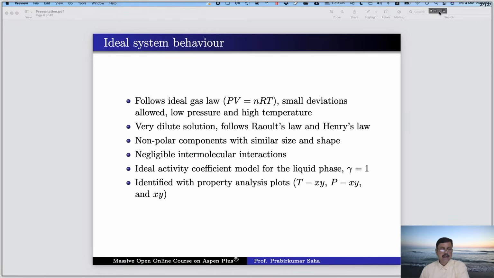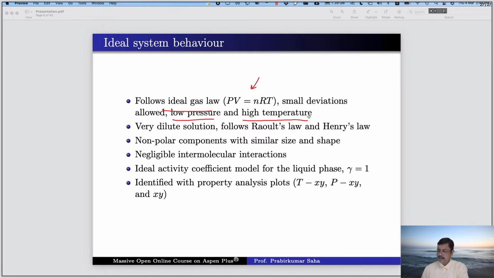Now let us understand what is ideal system behavior. Now, as I said, ideal system behavior means there will be no liquid-liquid or vapor-vapor interaction. There will be no molecular interaction between them. In such a situation, say ideal gas, it will follow the ideal gas law, that is PV is equal to nRT. There will be small deviation, it is allowed, but large deviation is not allowed from PV is equal to nRT. And this will be valid only in the low pressure region and high temperature region.